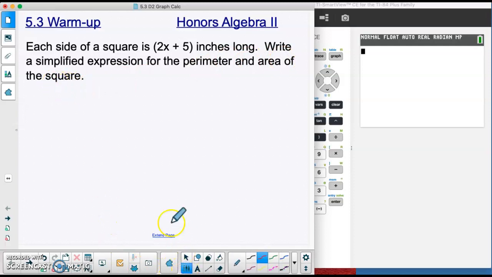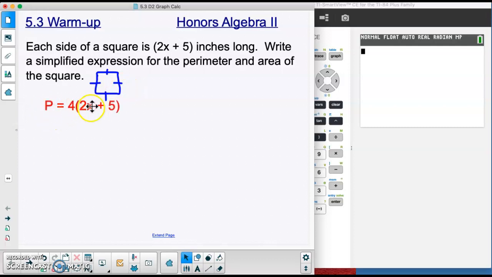All right. Well, considering what I would have as a square, just think about any square, and if one side is 2x plus 5, remember a square has all four sides exactly the same. So for perimeter, I just add up all the sides. So I could do 2x plus 5 plus 2x plus 5 plus 2x plus 5 plus 2x plus 5, and just add those together. The other way to do perimeter is just 4 multiplied by the side for a square.